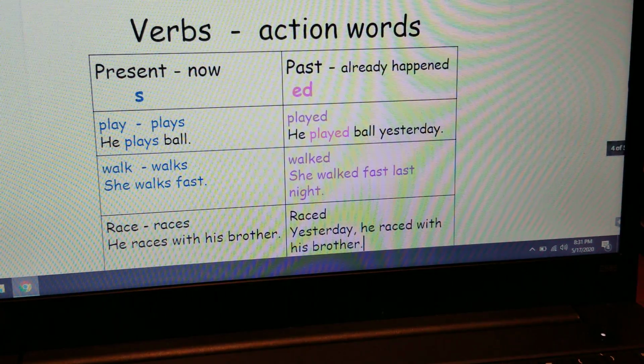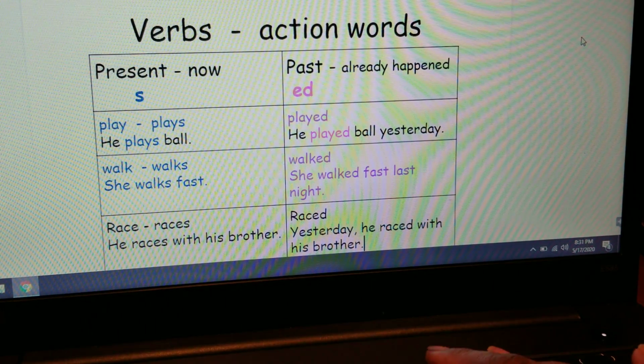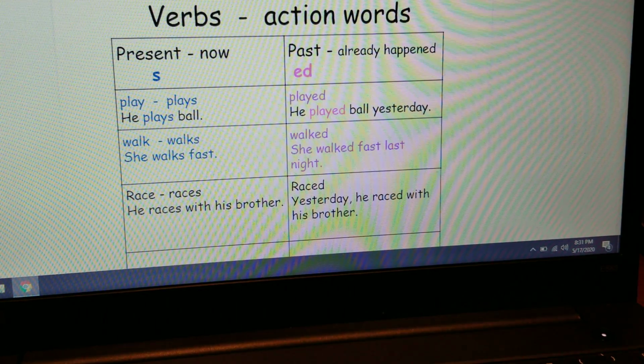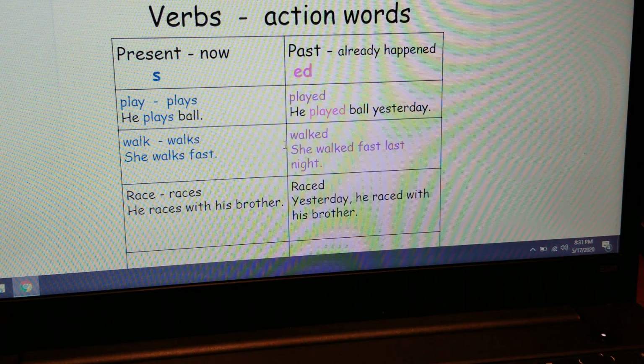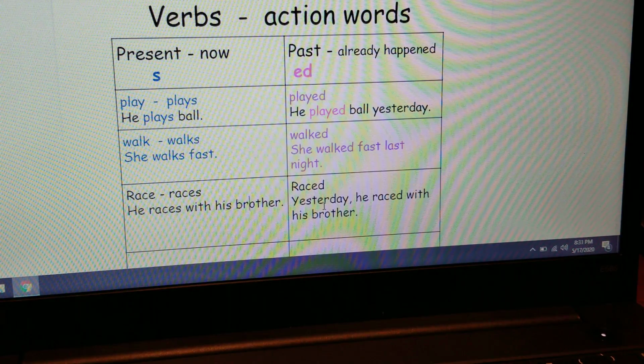Okay? I think we're starting to get it. We're going to do some more together so we can practice. Okay? So, present tense uses an S. Past tense, we have to add that ed.